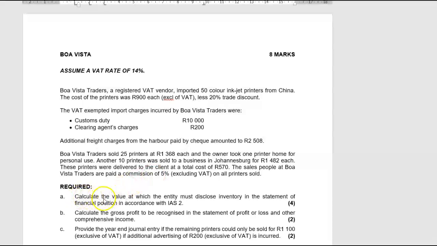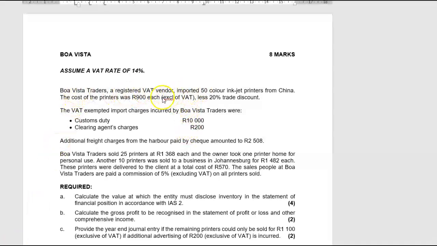Now, number one, calculate the value at which the entity must disclose inventory in the statement of financial position according to IAS 2. So the first thing that we have to determine is the cost price of these printers that we have acquired, and then how many of these printers are still on hand at the end of the period, and then what was the original cost attached to those printers. Good. So let's decide what is the cost price of the printers that we have bought.